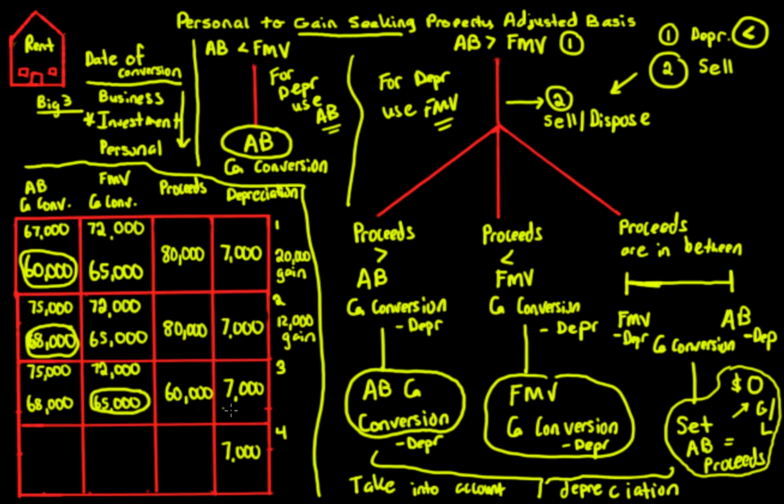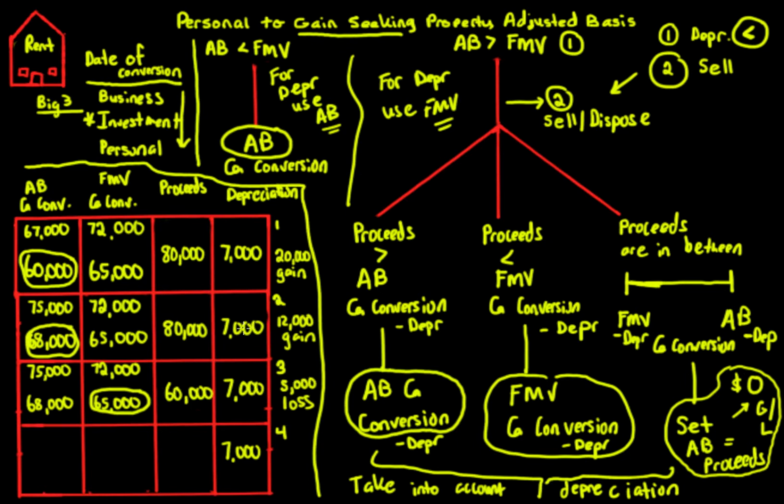So we use 65. So now we have a loss. Our amount realized is 60 minus our $65,000, which is a $5,000 loss. If we use the 68, it would have been an $8,000 loss. Notice that this is a provision, right? This rule right here, this is bad for the taxpayer.